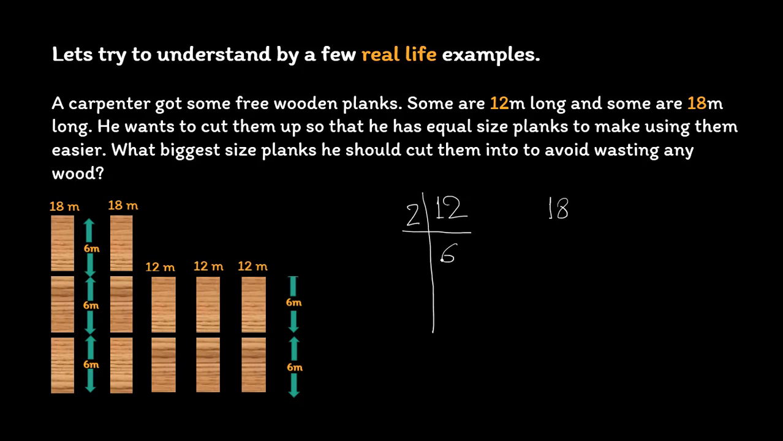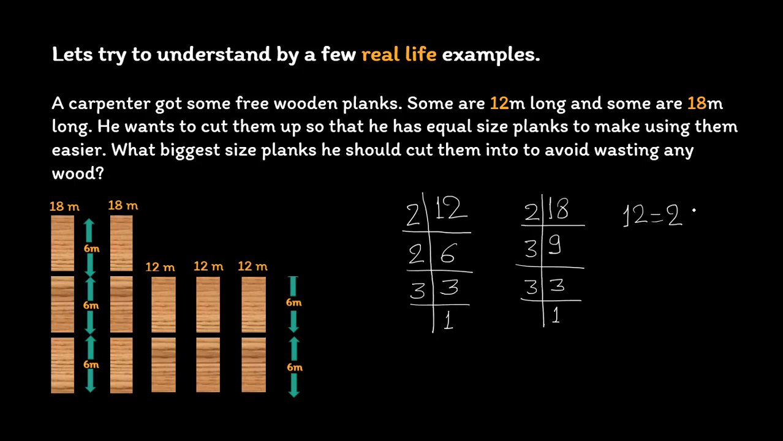2 6s are 12, 2 3s are 6, and 3 1s are 3. Now 18: 2 9s are 18, 3 3s are 9, and 3 1s are 3. So factors of 12 are 2 times 2 times 3, and factors of 18 are 2 times 3 times 3.